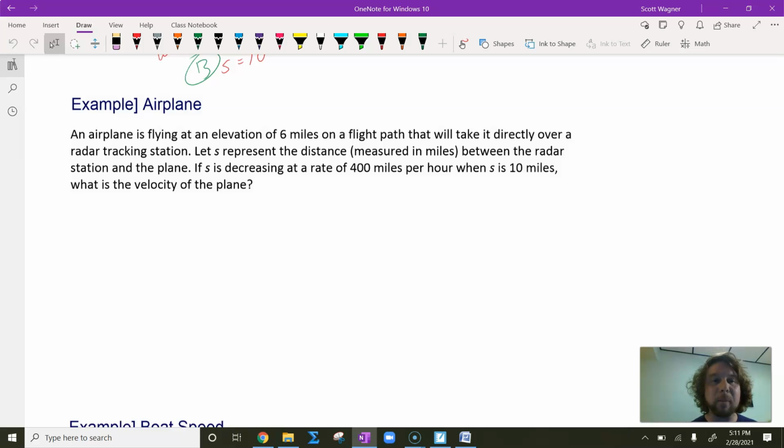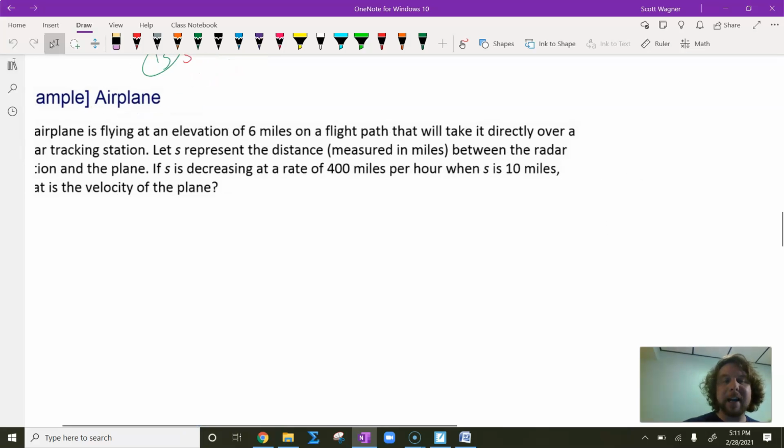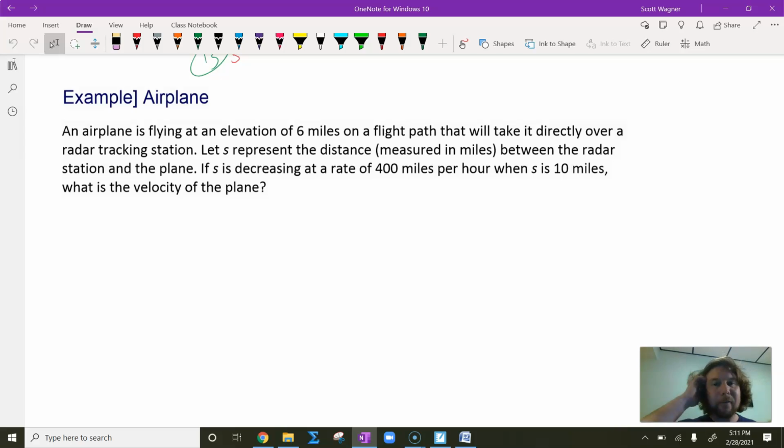First example, we've got an airplane. The airplane's flying at an elevation of 6 miles, and it's got a flight path that will take it directly over a radar tracking station. S represents the distance measured in miles between the radar station and the plane. If that S value, that distance, is decreasing at a rate of 400 miles per hour when specifically the distance is 10 miles, I want to know how fast is this plane traveling, the velocity of the plane.